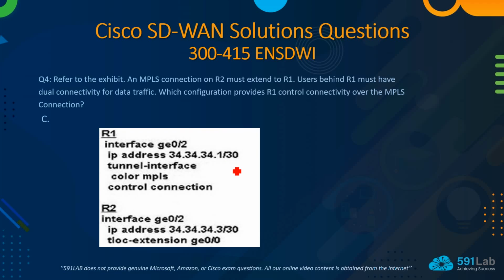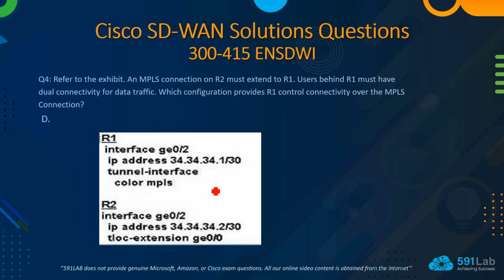Okay, let's move to C. In C here we have on R1 the tunnel interface, which is correct, the color MPLS, which is correct, but we have a control connection. Okay, this is not correct syntax. It could be there, but it should be maximum control connection and then a number. For R2 it looks fine, TLOC extension and then the interface.